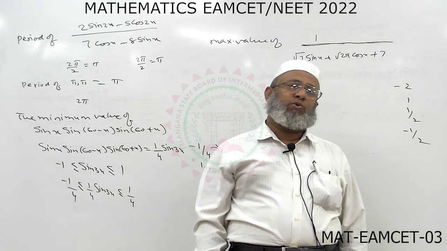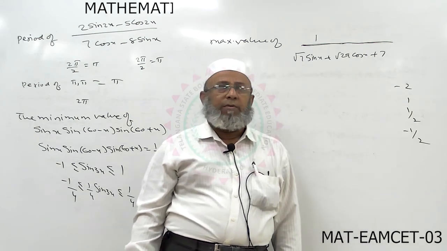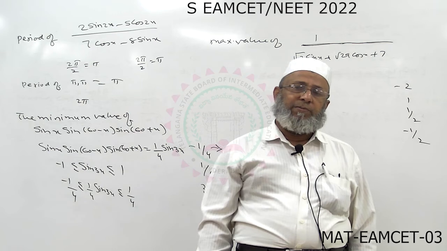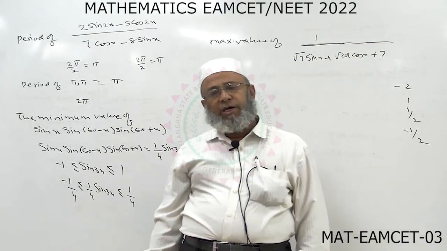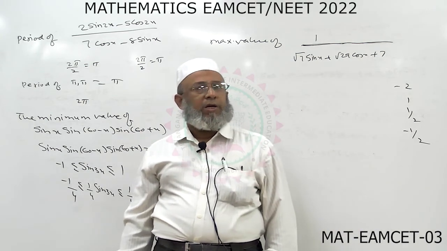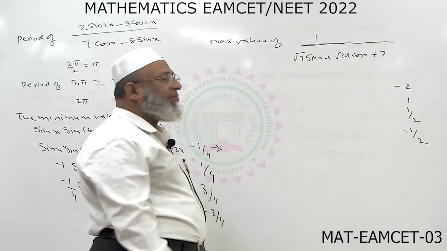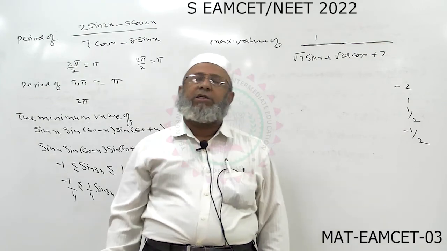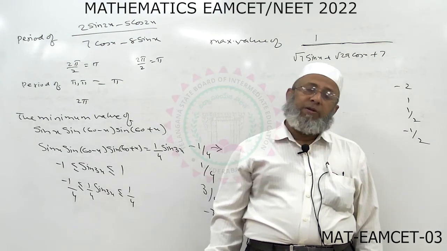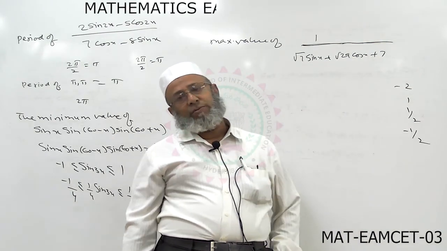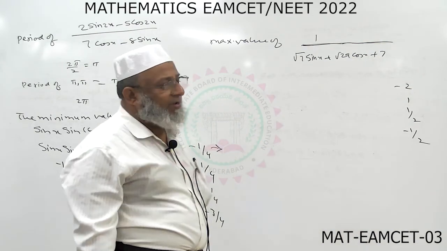c plus root of a square plus b square, when the function is of the form a cos x plus b sin x plus c. But here the function is in the denominator. So what you have to do: if you ask the maximum value, then you find the minimum. If you ask the minimum value, then you find the maximum. So, the opposite of whatever is asked.